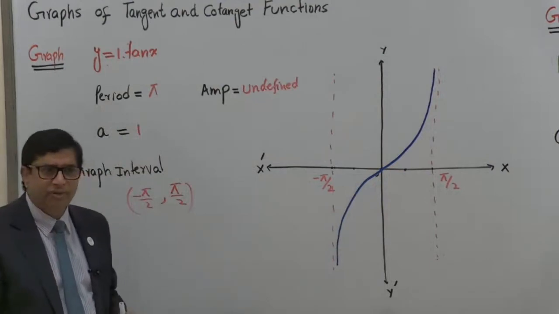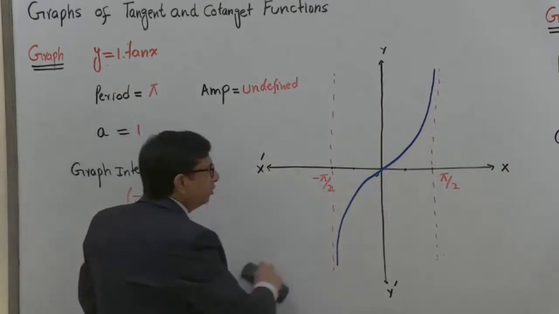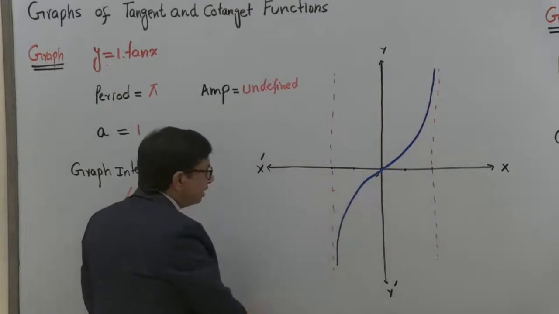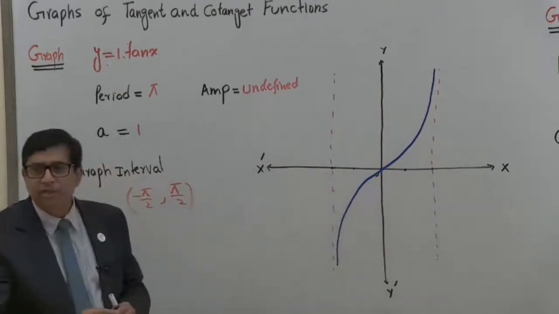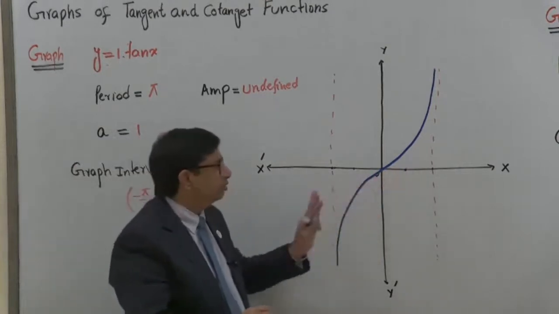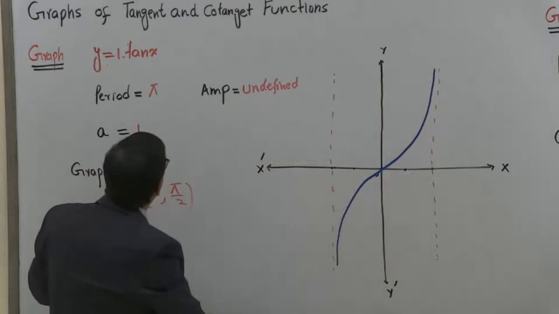Any graph for any period, you will graph like this. Don't write any number here. Just the idea I want to give you here is that the graph exists on both sides of the y-axis in this way. Now we shall label according to the given question.